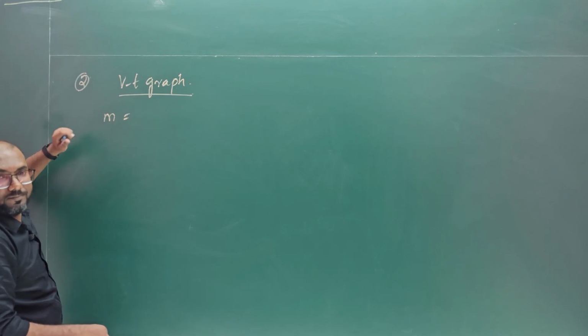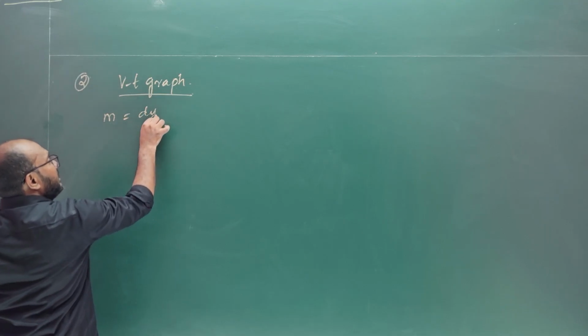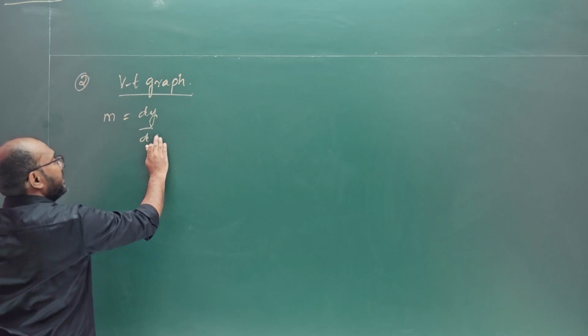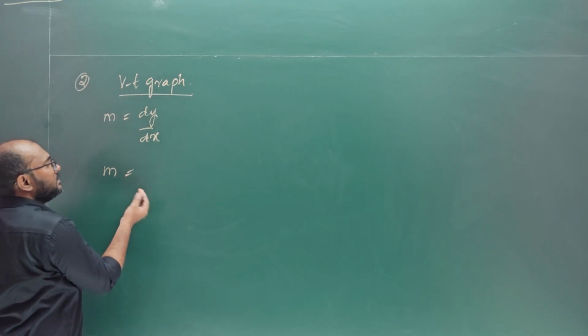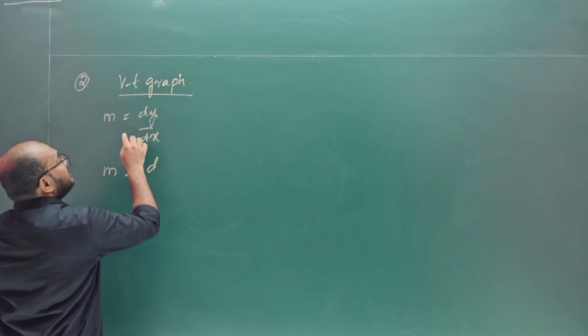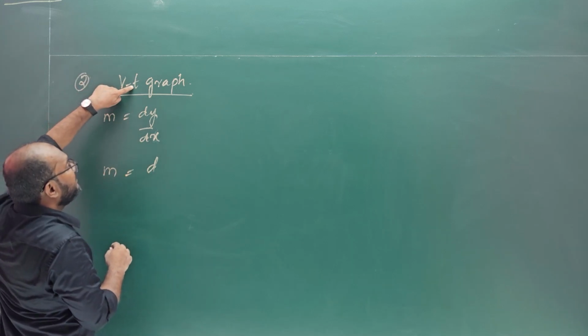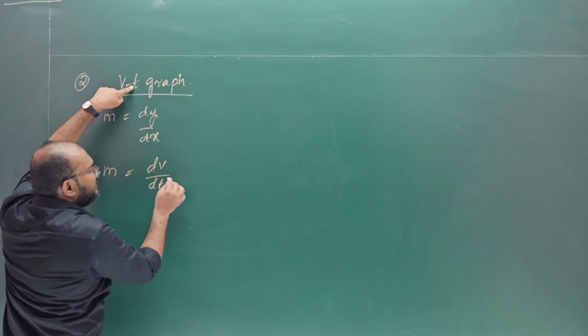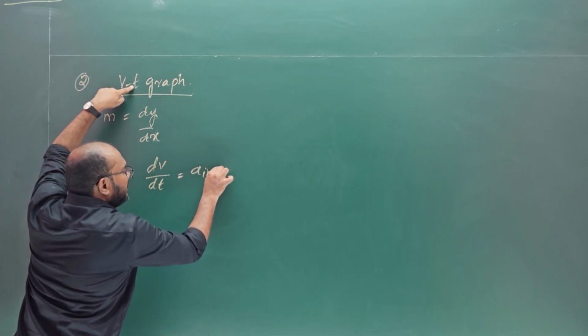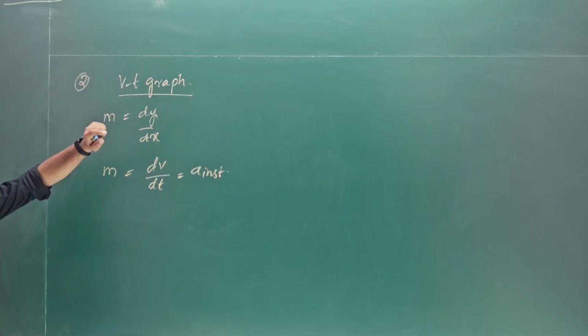M is nothing but your slope, and m is nothing but dy upon dx. Sorry, dy upon dt. Can I write like this? Or can I also write like this? M is nothing but who is on the y-axis? Velocity will be on the y-axis and time will be on the x-axis. So can I write dv upon dt? And what is this dv upon dt? Can I say instantaneous acceleration? Same thing we have learned just now, no?